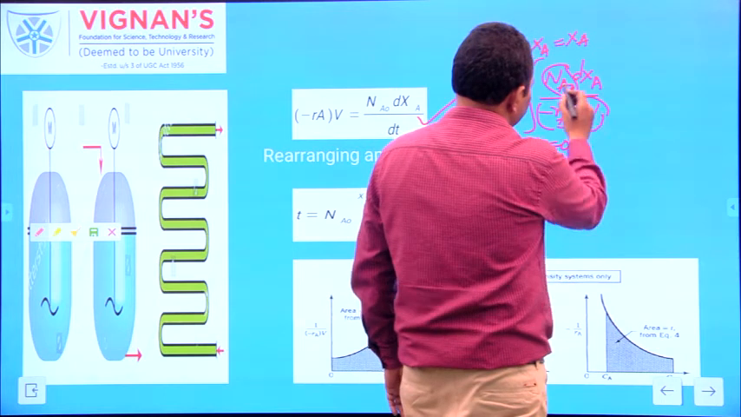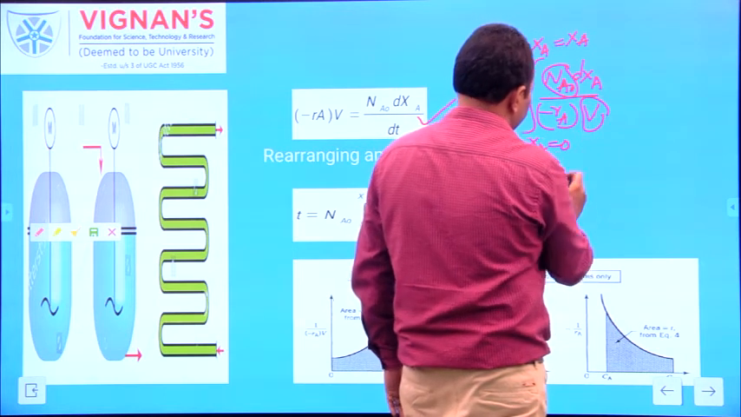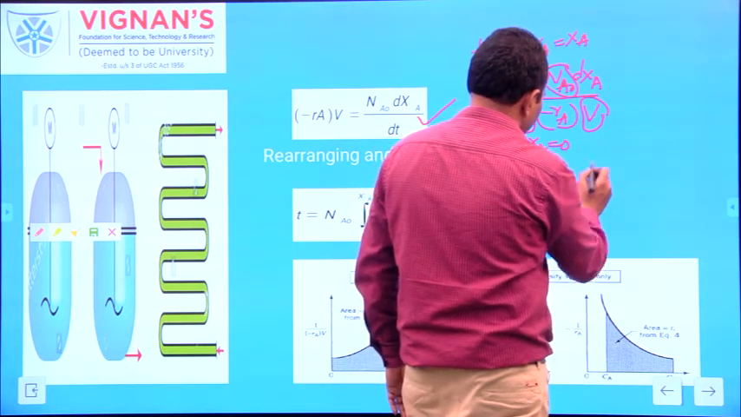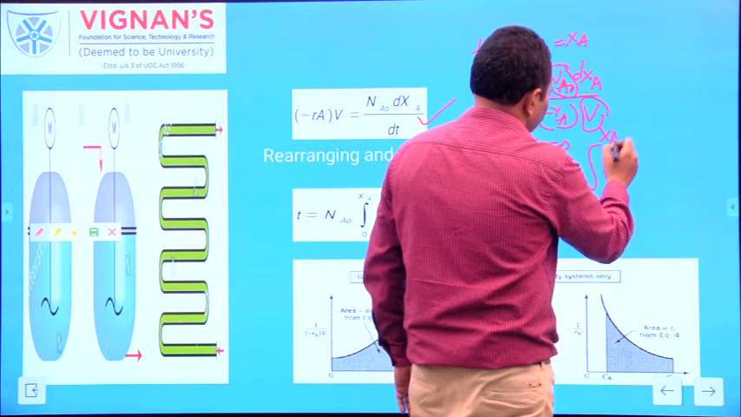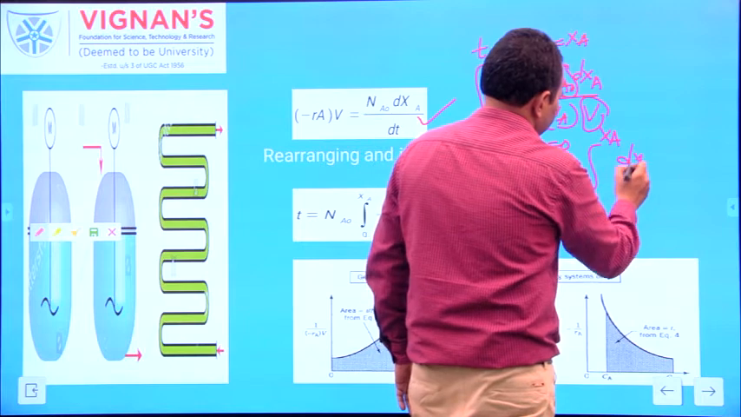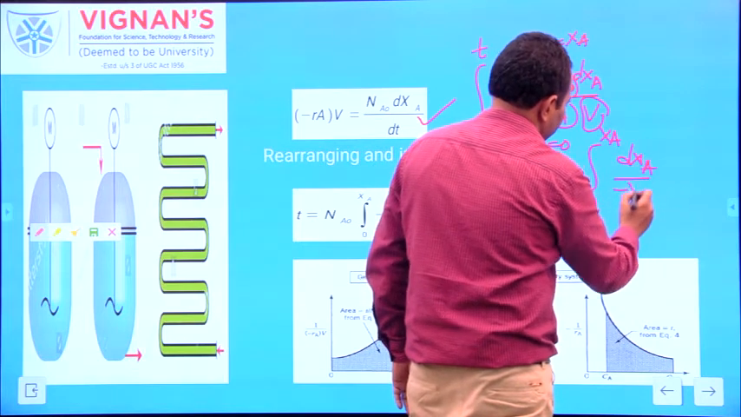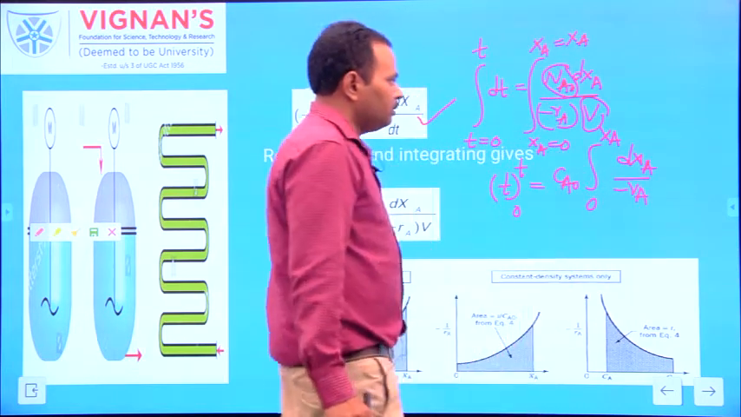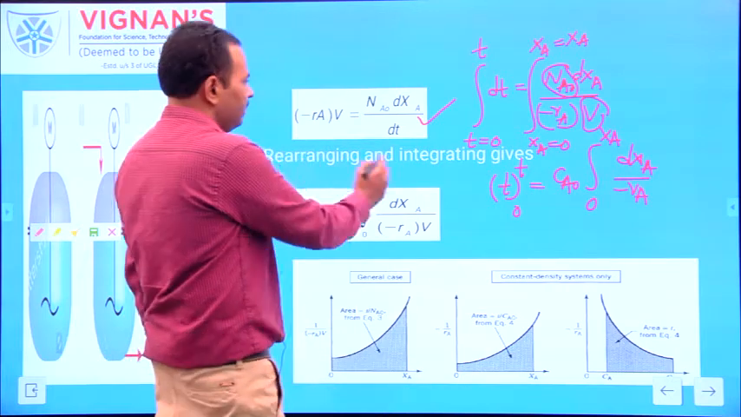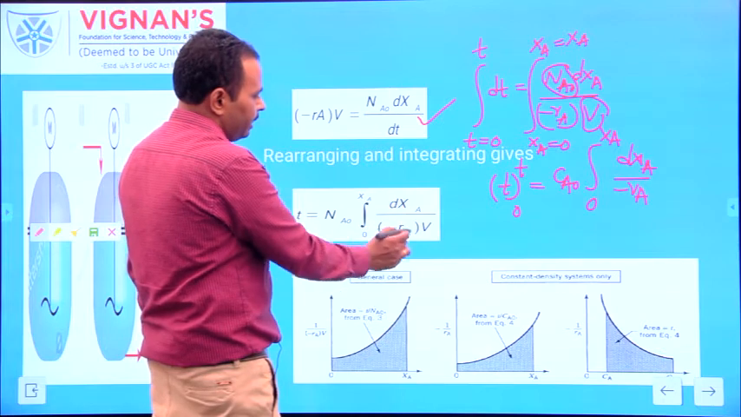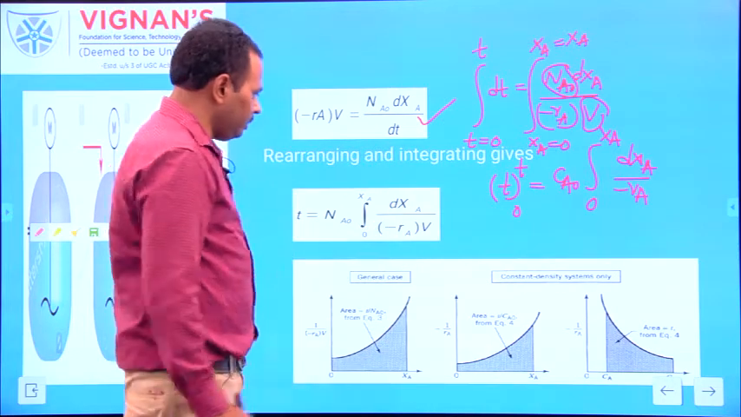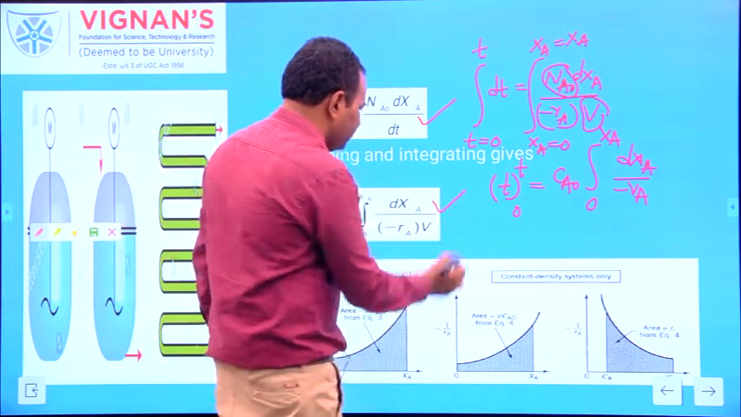So Na naught by V is nothing but what? Ca naught, moles by volume, concentration. So Ca naught into the integral from 0 to Xa of dxa by minus RA. So like this, from this equation, rearranging and integrating, t is equal to Na naught by V times the integral from 0 to Xa of dxa by minus RA. So up to this equation you can plot the graph.